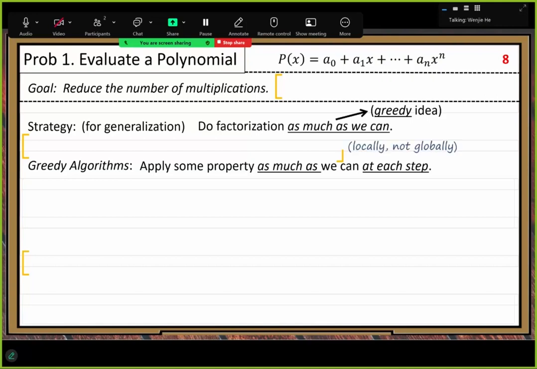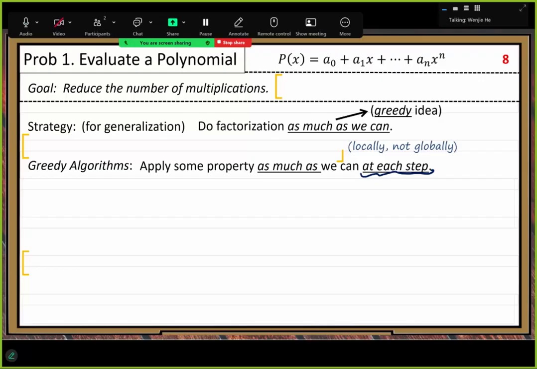Here, at each step, we do our best locally, because each step is a local consideration. It's not a global consideration, because you only consider one step. So the greedy algorithm lets you do the best you can locally, but not globally. Even if each local step is the best you can do, globally you may not get the best solution.